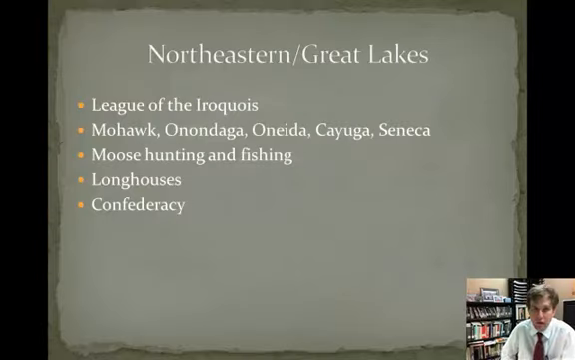Now, the Northeastern Great Lakes tribes were called the League of the Iroquois, and they included the Mohawk, the Onondaga, the Oneida, the Cayuga, and the Seneca. They were moose hunters, fishermen. They did engage in some agriculture. They had longhouses, which were very similar to a hothouse, and also a confederacy within these tribes.